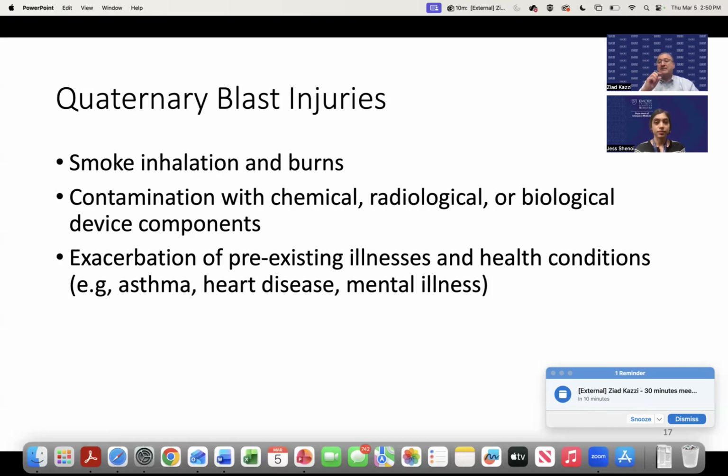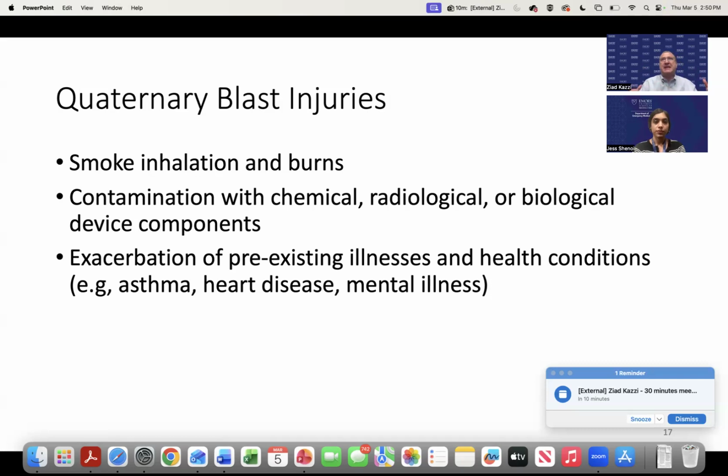Don't forget that sometimes you have contamination of the devices with chemicals, radioactive materials, or biological agents. Those sometimes require particular special PPE. So, you have to think about that. Are you potentially seeing victims of an improvised explosive device where these agents have been added? At least wear level D PPE, and then look for signs and symptoms that are unusual in victims.